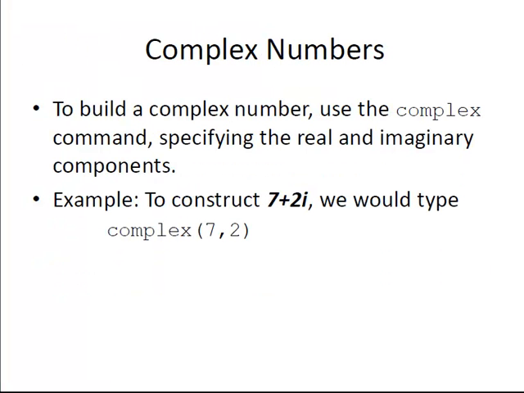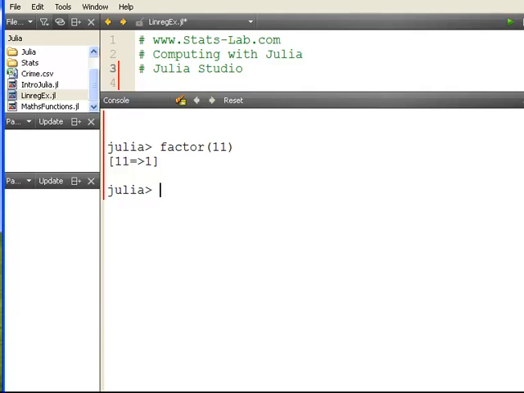Okay, moving on to the next thing here: complex numbers. To build complex numbers, you can use the complex command specifying the real and imaginary components. So, for example, if we were to construct the number 7 plus 2i, we type in something like this: complex 7 and 2. Okay, and we get an output like that.